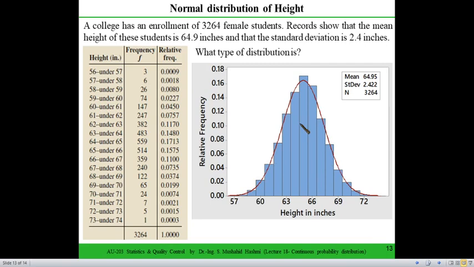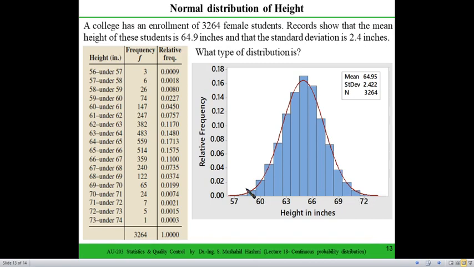So this is showing the height of those 3264 female students. This is a lesser height, and this is an average height, 64 inches. As you know, there are 12 inches in 1 foot, so 60 inches means 5 feet. So obviously it is higher than 5 feet 3 inches, 5 feet 6 inches. So the average height is 5 feet 5 inches something, and some female students have a higher height.